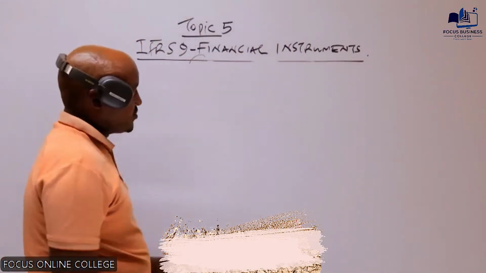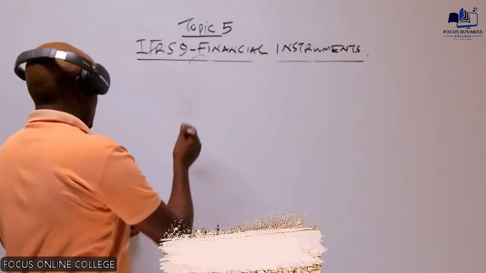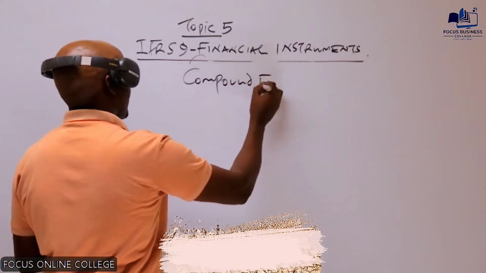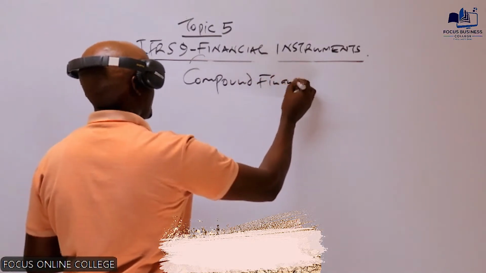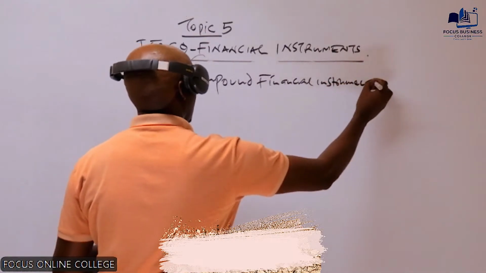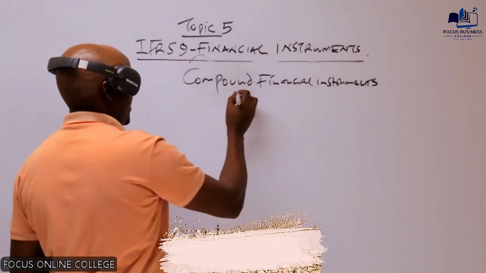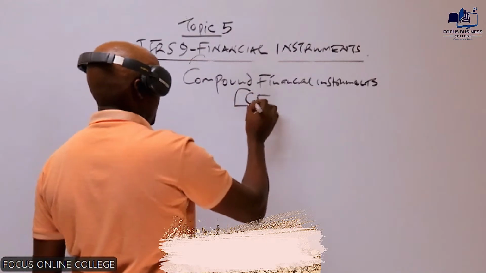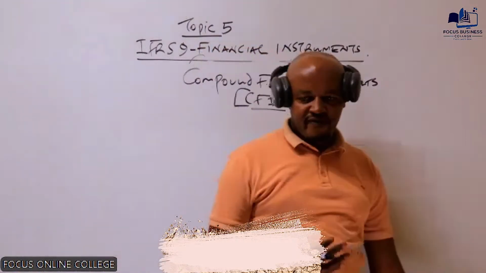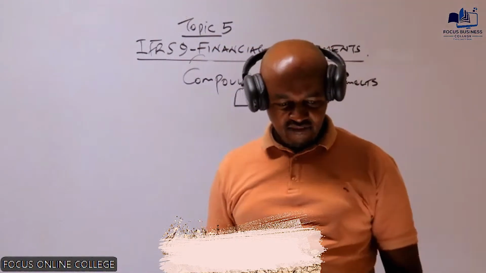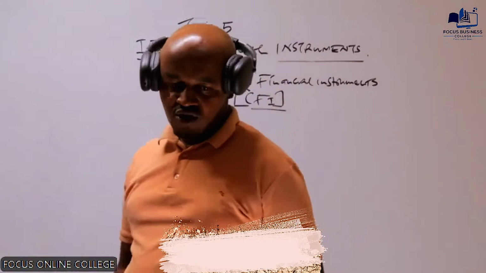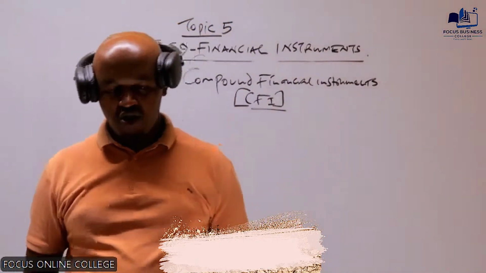So next, I want us to look at something known as the compound financial instrument. Compound financial instruments are abbreviated as CFI. So what do you mean by compound financial instrument? These are financial instruments, things like debentures, things like bonds, which contain both equity and liability components.